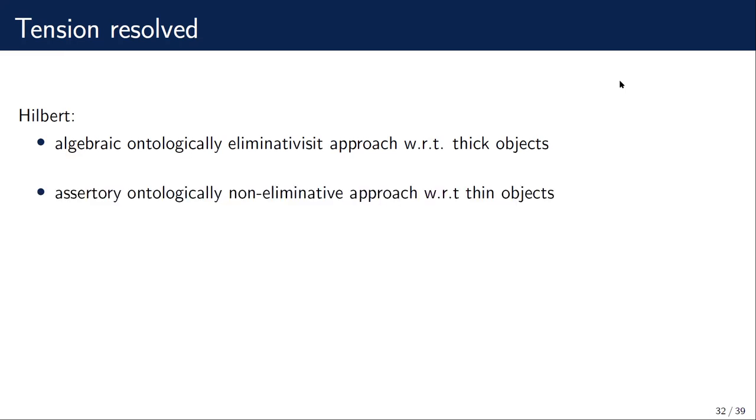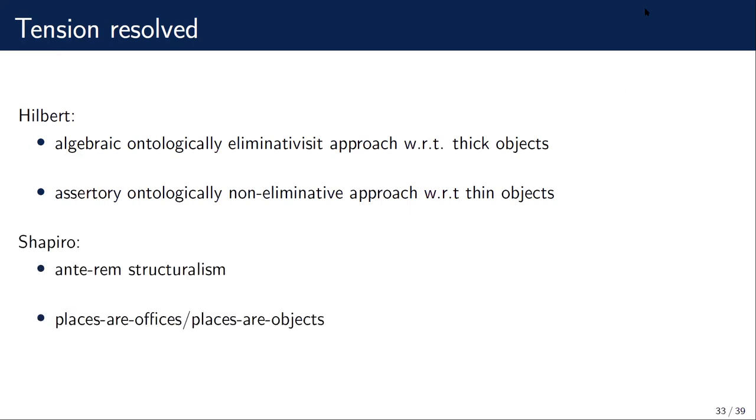Okay, so just to put some of this discussion in some modern terminology. I'm claiming that Hilbert has an algebraic, ontologically eliminativist approach with respect to what we might broadly call thick objects. And he has an assertory, ontologically non-eliminative approach with respect to thin objects. And this is significant because the fact that he has a position with respect to both of these objects is a kind of unique advantage that Shapiro claims for his account of structuralism. And I only mention that because it shows that Hilbert's account is just as interesting as contemporary accounts.